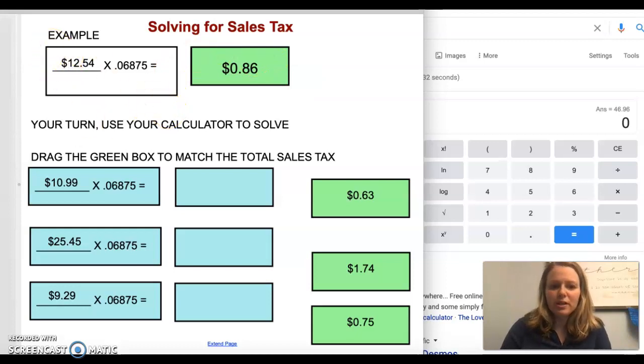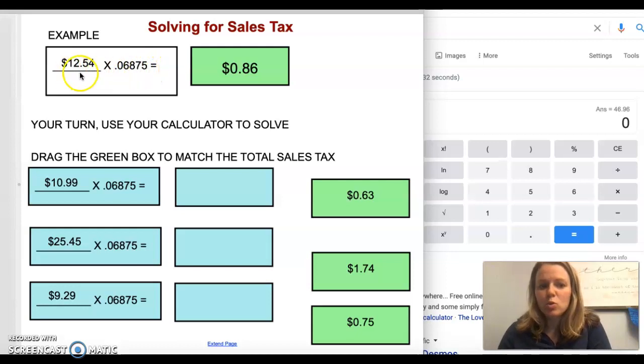So what we're going to do here is our example. Sales tax in Minnesota is 6.875. So when we solve for that, we multiply our subtotal by the tax. And to be able to multiply it correctly, we multiply it by 0.06875. So we take our subtotal, that's the dollar amount here, and we multiply it by that amount.